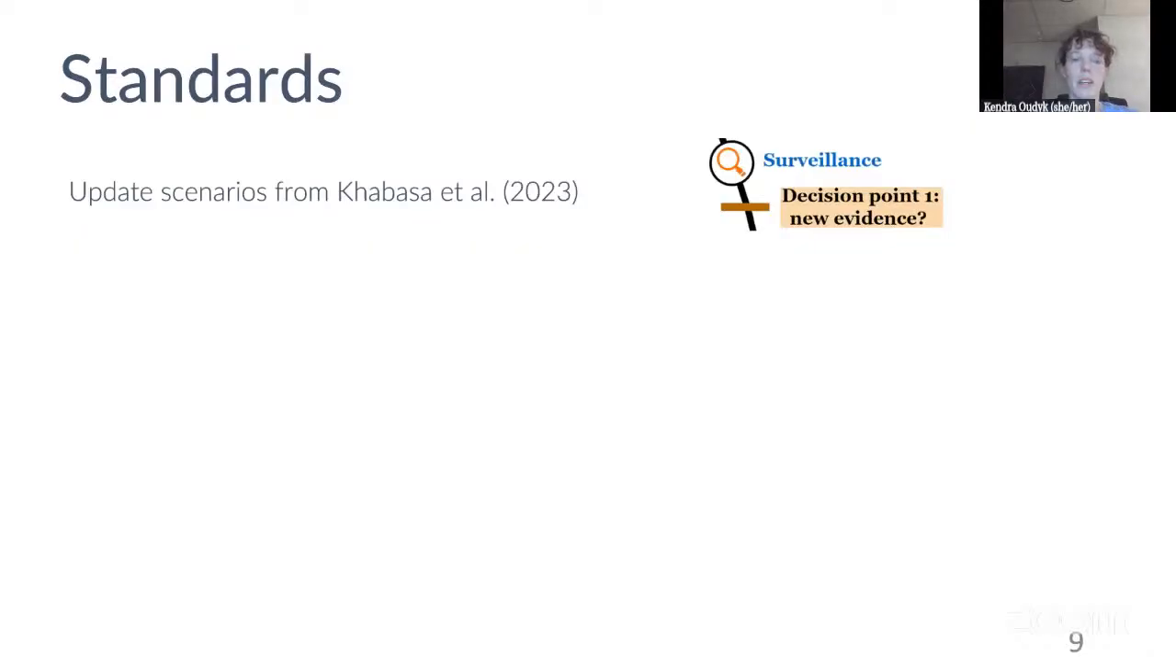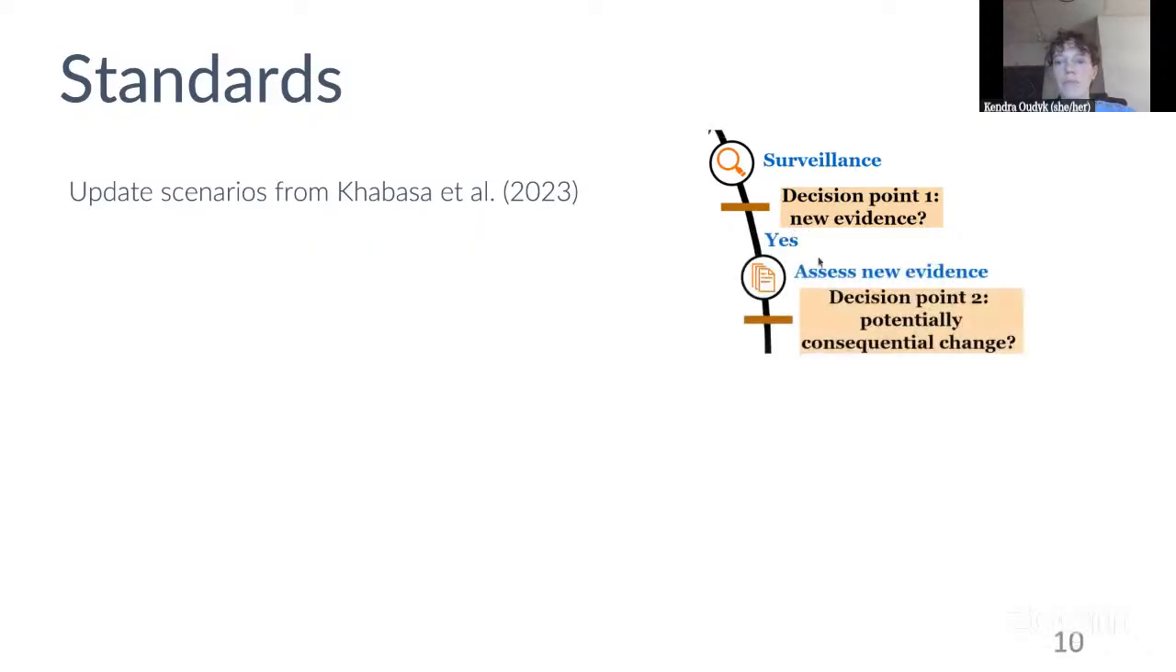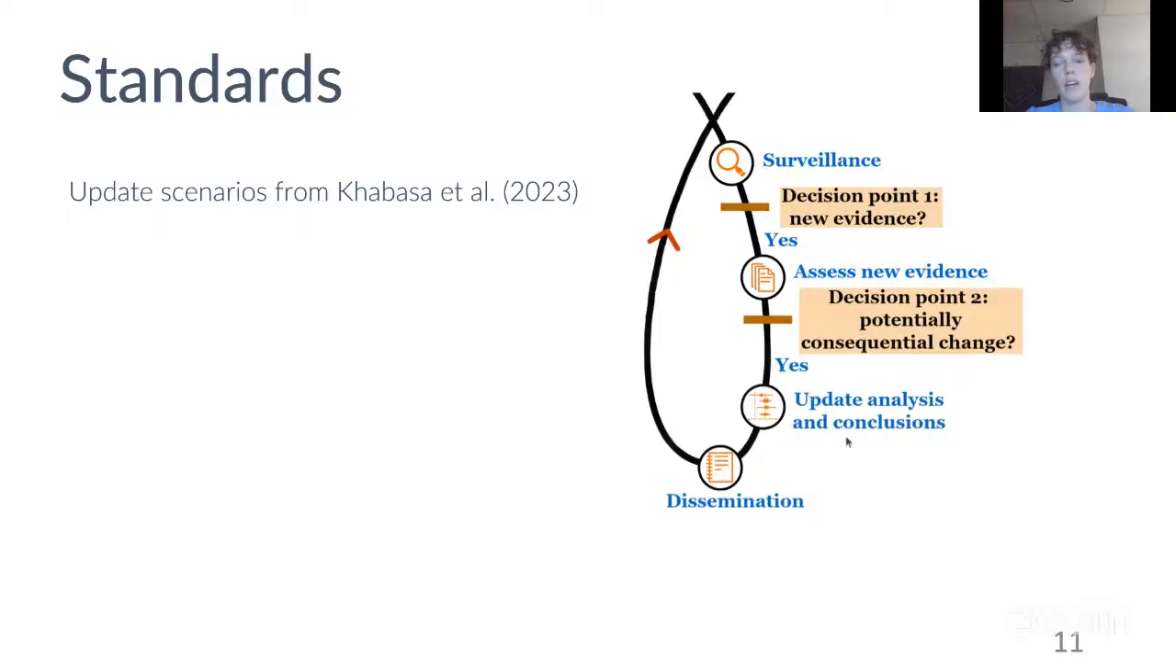So here are some scenarios for how we could update meta-research. Now this was specifically meant for living reviews, but it could apply to meta-research in general. So first, after a paper is published, we survey the literature regularly and ask if there's new evidence. For example, this could be rerunning some code and determining whether the results have changed significantly. Then you assess that new evidence and ask whether it has a consequential change, or does it change the message of the paper. And if it does, you should update the analysis and conclusions and then disseminate that information.